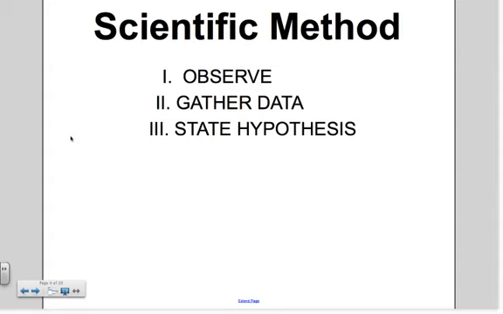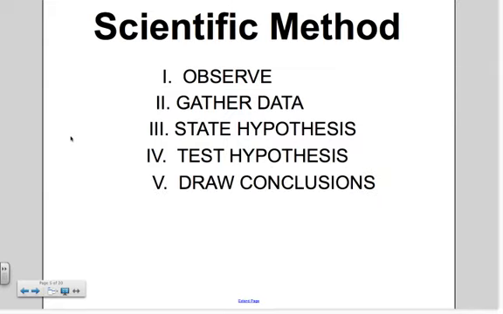Now you guys, of course, have memorized a hypothesis as a what? An educated guess as to what's happening. Well, the great part about a hypothesis is that you can test the hypothesis. Okay? Test to see if you're right. Now, this is where you're going to draw some conclusions.